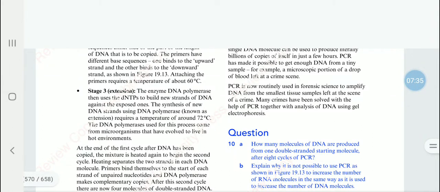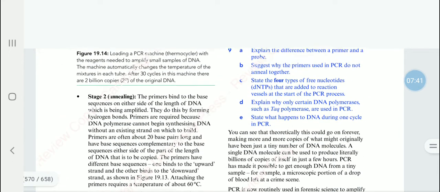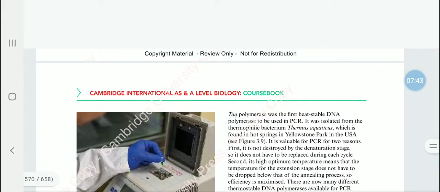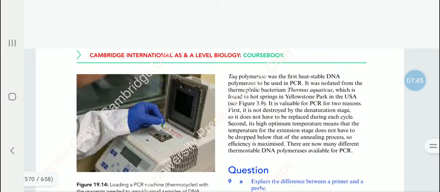Then this analyzing of DNA is carried out by gel electrophoresis. We'll be learning about that in the next part. We will be, but what you need to understand is the steps used in the PCR mechanism.